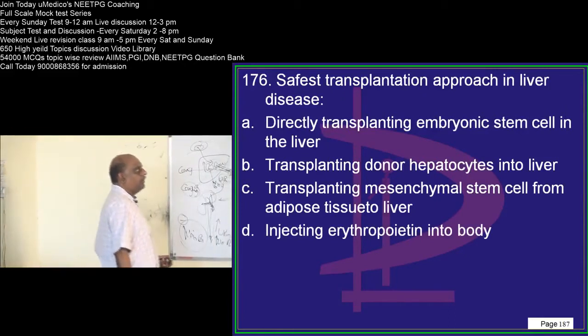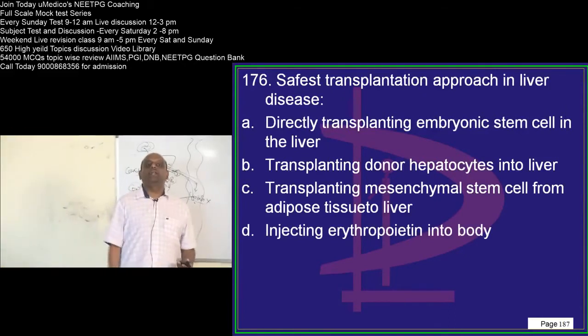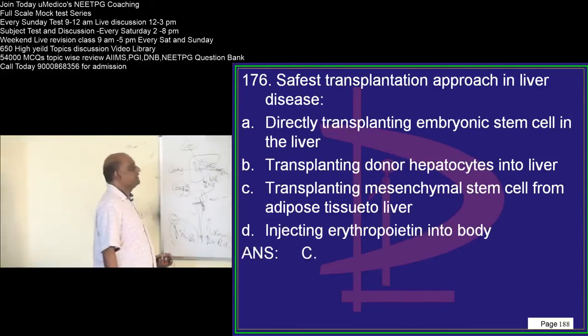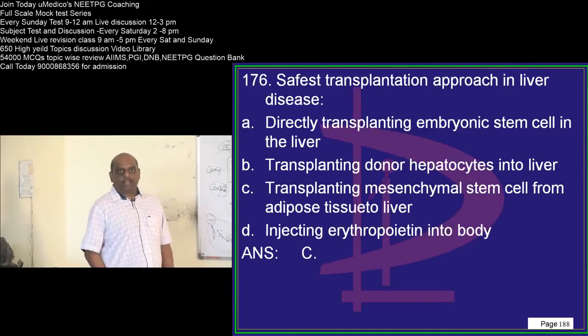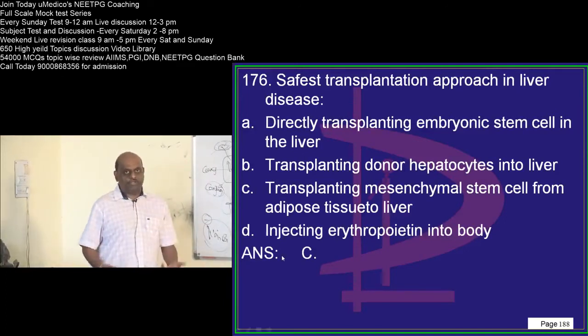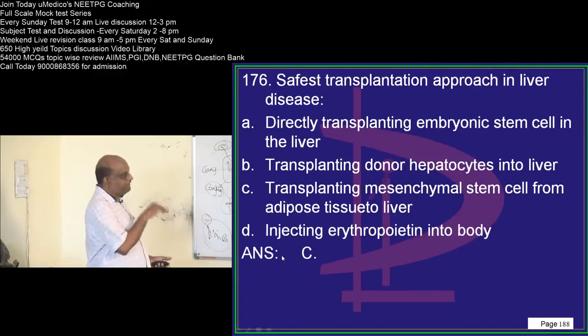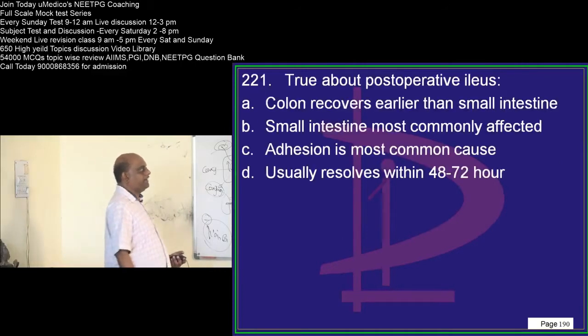Now, what is the safest transplantation approach in case of liver disease? Transplanting mesenchymal stem cells from the adipose tissue to the liver is considered to be the safest of all the options which are being given here.